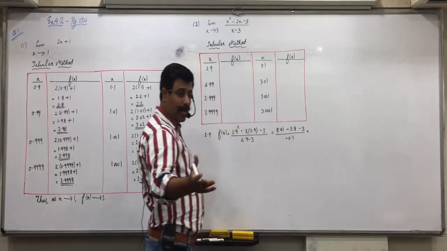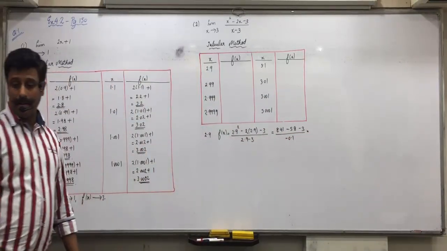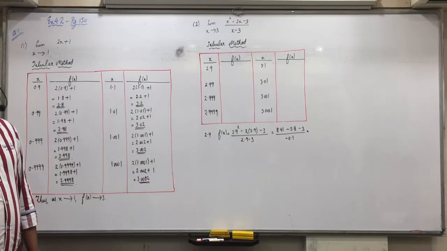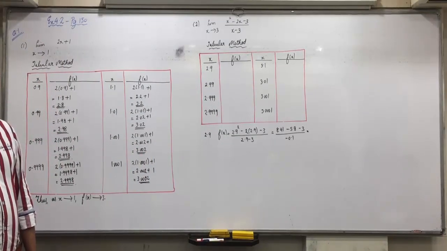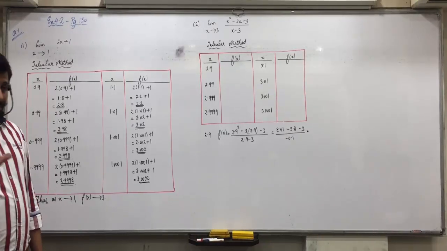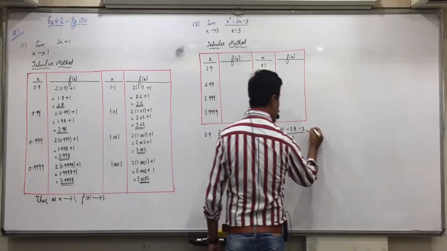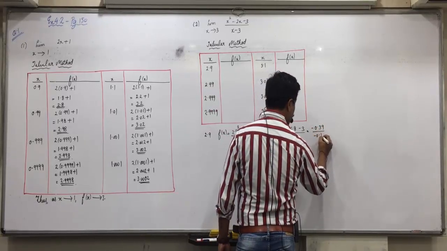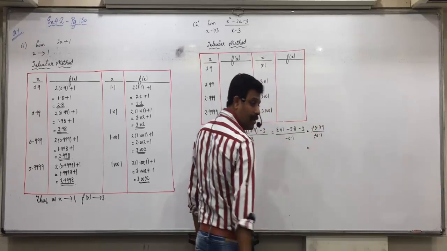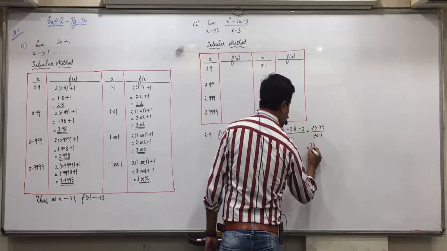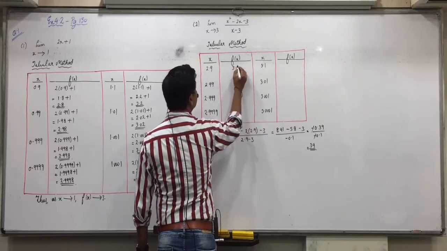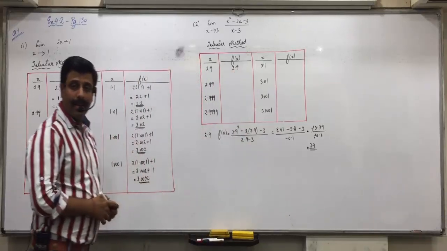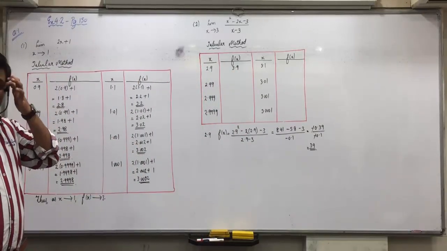Now you can directly do it on the calculator: 8.41 minus 5.8 minus 3. What answer do you get? It's a negative number. Tell me, minus 0.39, exactly? Yes. Divide by minus 0.1. So minus minus would cancel and the answer would come 3.9. Did you understand this? Any confusion in this? Okay.